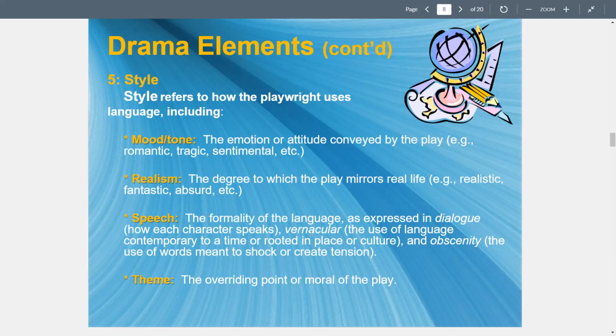If the character is using vernacular, that's the language contemporary to a time or rooted in place or culture. So if it was Shakespeare's time, using common slang, common speech in English compared to the formality of the court. If it was in a Greek play being performed, say, in Rome, then if they're using Greek that's rooted to the place or culture, if they changed and translated it into Latin, then that would be using the vernacular of the people.